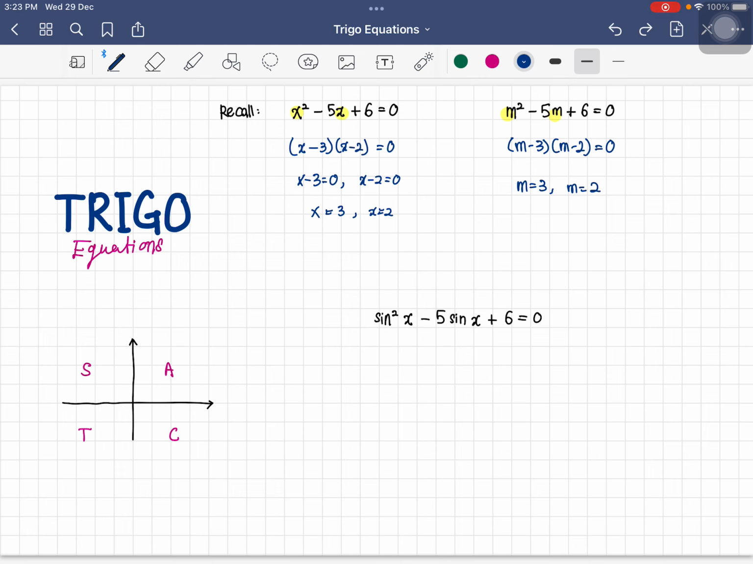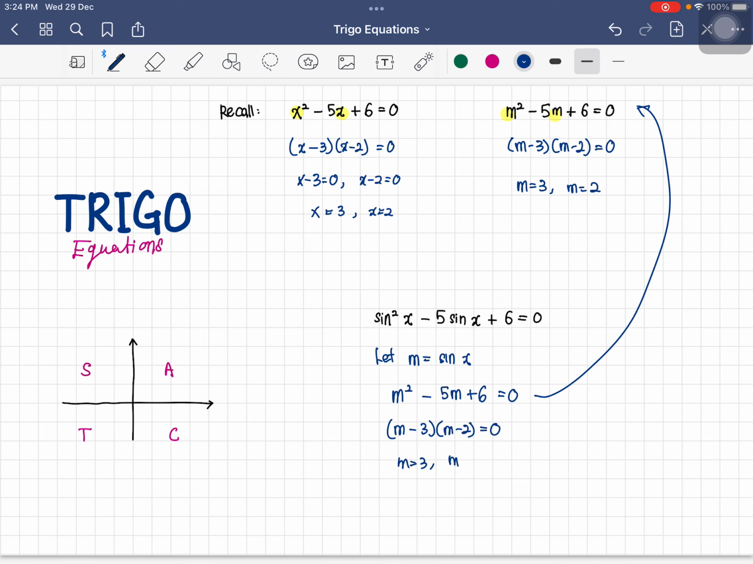So basically, let m equal sine of x. When we let m be sine of x, we'll have m squared minus 5m plus 6 equal to 0, which is similar to this one. And then we factorize, (m minus 3)(m minus 2). Therefore, we'll get 0, m equal to 3 and m equal to 2.